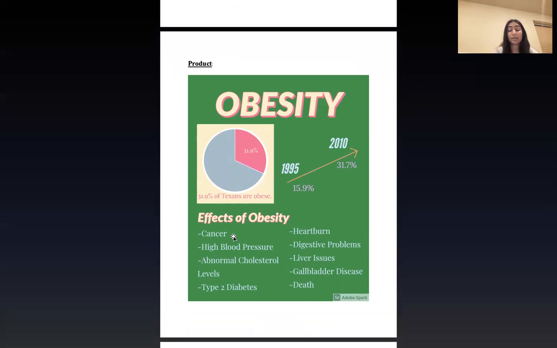The second statistic that I showed was the increase in obesity levels from 1995 to 2010, which was an increase from 15.9% to 31.7%, which is almost a double percent increase. I also explained the different effects of obesity, such as cancer, high blood pressure, abnormal cholesterol levels, type 2 diabetes, heartburn, digestive problems, liver issues, gallbladder disease, and even death.